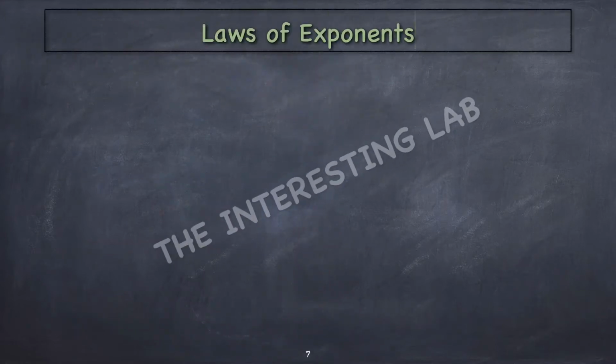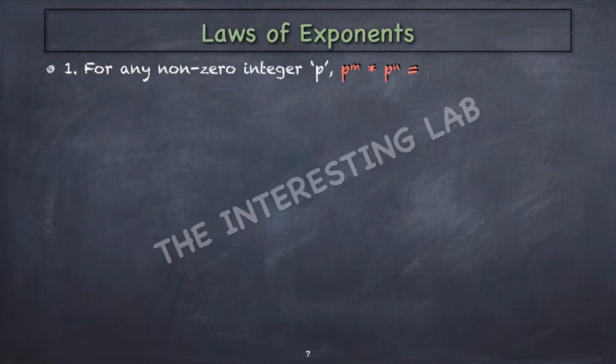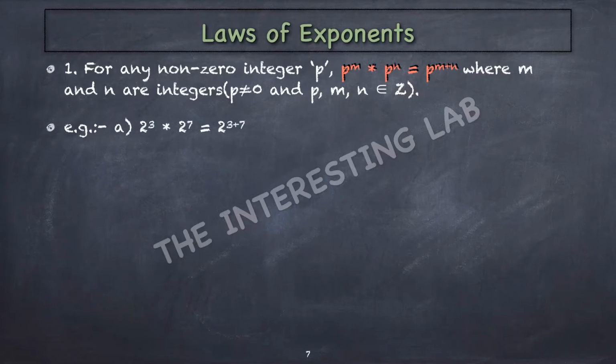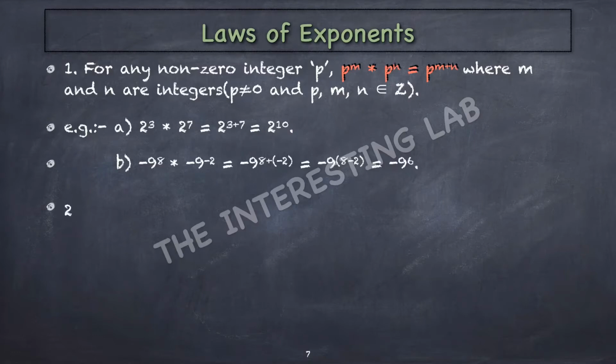Laws of exponents. 1. For any non-zero integer p, p power m times p power n equals p power m plus n, where m and n are integers. For example, a) 2 cubed times 2 power 7 is equal to 2 power 3 plus 7 is equal to 2 power 10. b) minus 9 power 8 times minus 9 power minus 2 is equal to minus 9 power 8 plus minus 2 equals minus 9 power 6.